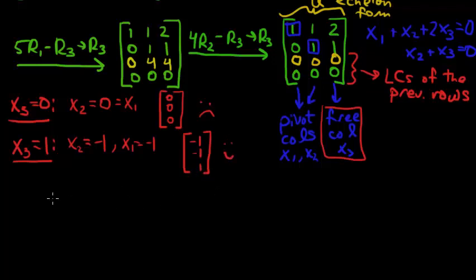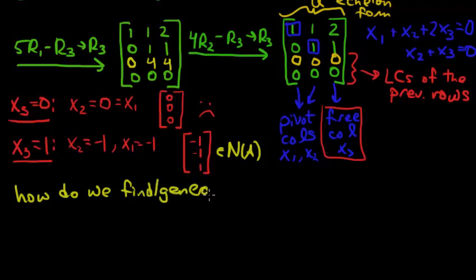So the next question is, what are some other vectors in the null space? So this vector right here, let me get the smiley face out of the way, this is a vector in the null space. So now the question is, how do we find other elements of the null space? Maybe a better word here is generate. How do we generate other elements of N(A)?